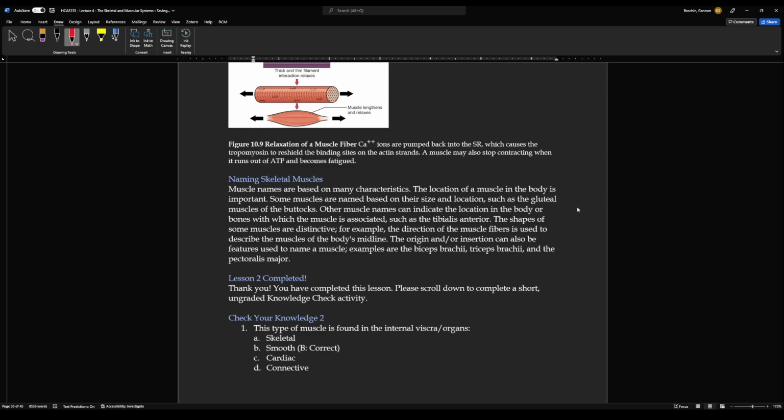The deltoid has the capabilities to be active for arm abduction, so moving the arm away from midline, arm flexion, so moving the arm straight out in front of you, and arm extension, right? It can play a role in all of those things because it has three directions of muscle fibers that go in all of those directions.